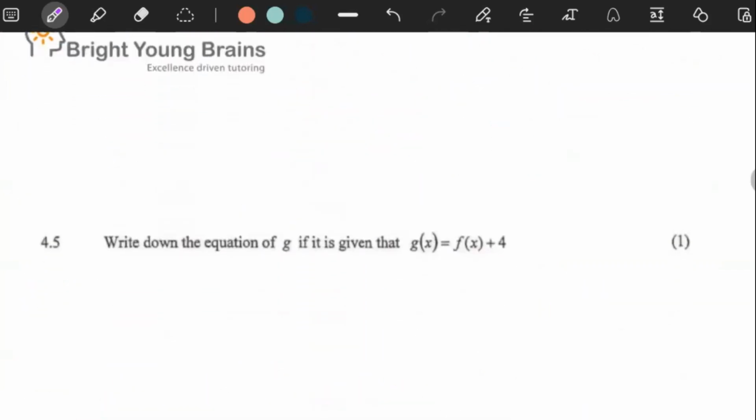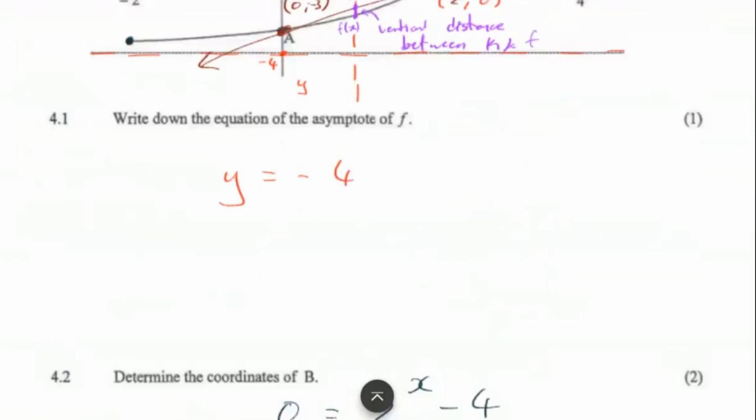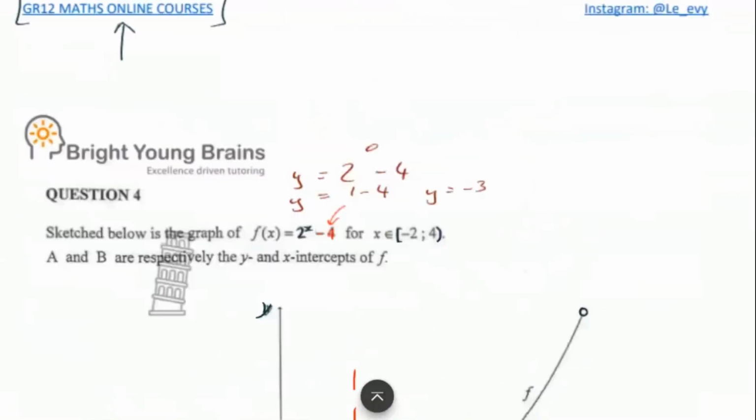So moving on to the next question, 4.5. It says here, write down the equation of g if it is given that g of x is equal to f of x plus 4. So it's clear to see why this is a 1-mark question, because we already know what the equation of f of x is. It is given to us up here.